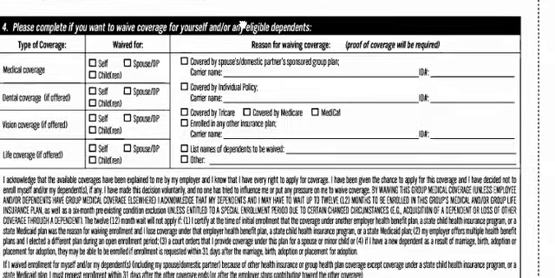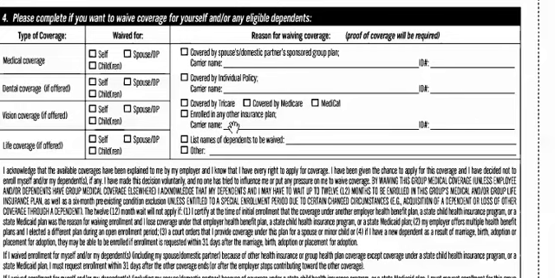Here is where you waive coverage. In the event that you do have dependents, but you are not going to cover them, you must complete this area. If you are waiving medical coverage for yourself and your family, then indicate here. If you are only waiving coverage for your spouse or your children, indicate here. You must indicate the reason why you are waiving coverage.